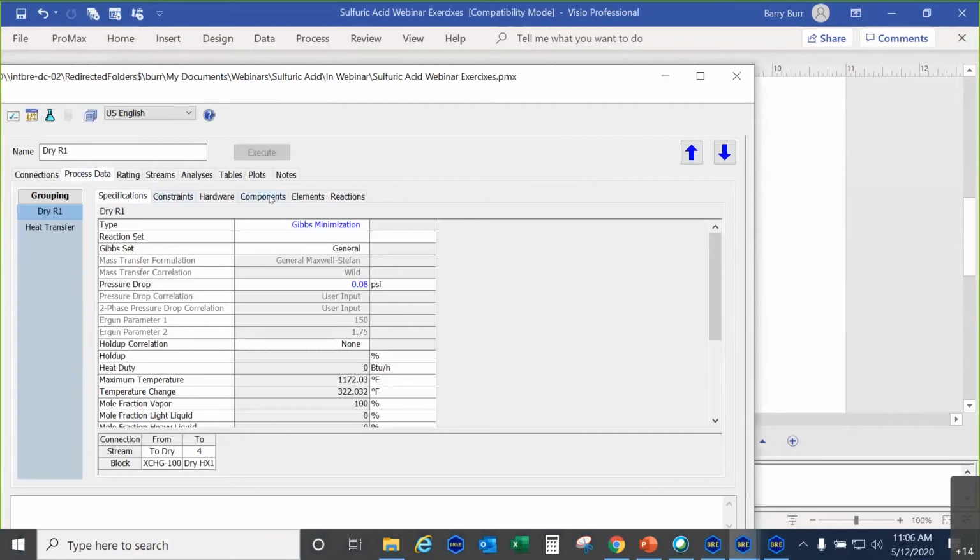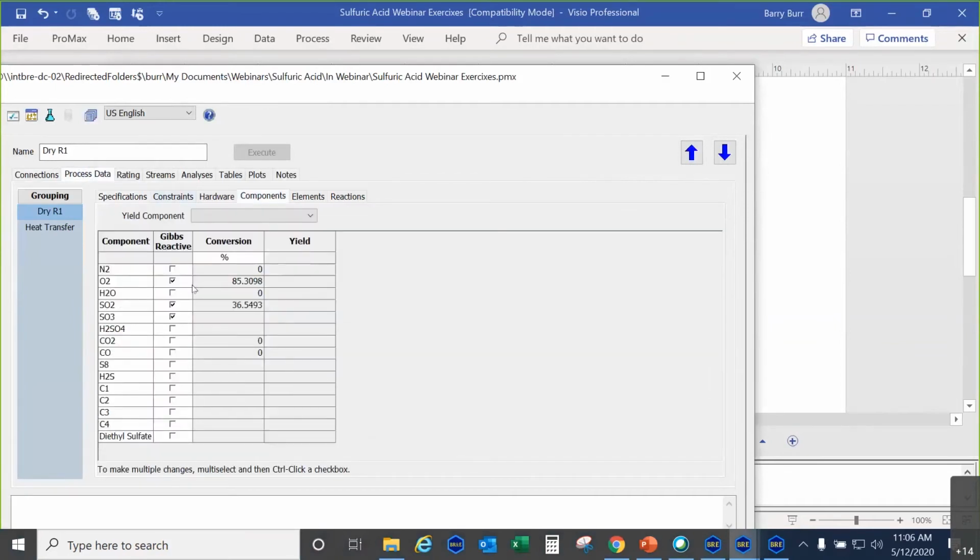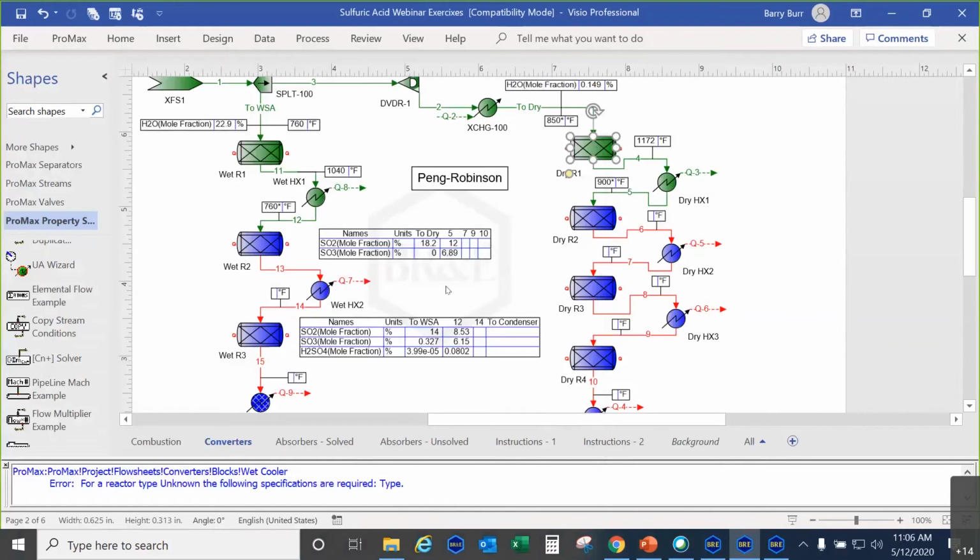You go to the components tab and you see that only oxygen, SO2, and SO3 are allowed to react. So this is a different type of catalyst, I guess, and it is designed to not have any water present. I really have no idea what the differences might be between a wet and a dry catalyst, and I have no idea what the pros and cons are between the two.